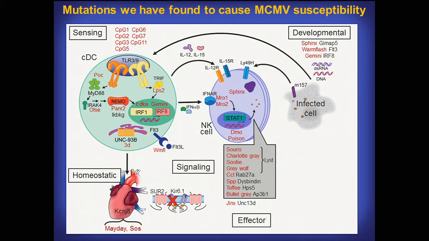There were developmental proteins too. For example, Sphinx was a membrane-associated G protein that prevented the release of NK cells. The mutation prevented the release of NK cells from the bone marrow, so it was involved in their maturation in some way. Also, a mutation called warm flash was picked up, and this was in the FLT3 receptor. This axis is required for maturation of conventional dendritic cells, and without it, the mouse will not survive. And a mutation called Gemini prevented CD8-positive dendritic cells from forming at all, and those mice too didn't fare well when they were infected.